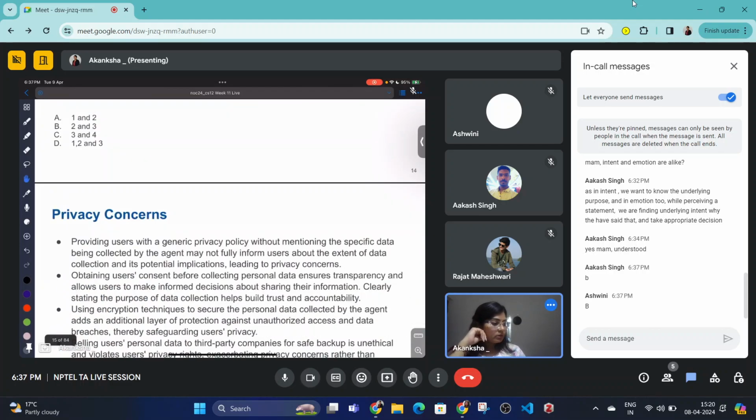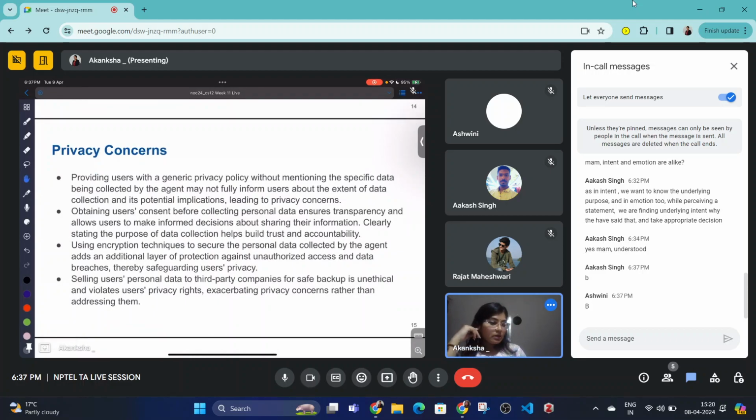Let's see. So the first point was providing users with a generic privacy policy. If we hide the internal details, that would not be sufficient, right? It may not fully inform users about the extent of data collection. Suppose you told the participants, okay, your facial expressions will be recorded, but then when they go in, there's a whole setup. They are recording your body posture, how you are responding, your communication, your speech. That would be a deception, right? You just tricked them into giving the data. That would be a kind of cheating, right? So there are potential implications, leading to privacy concerns.